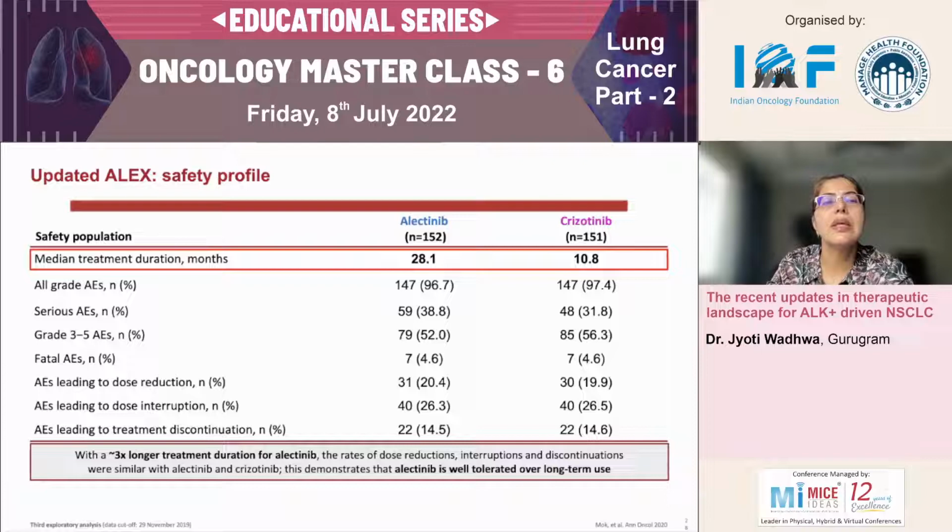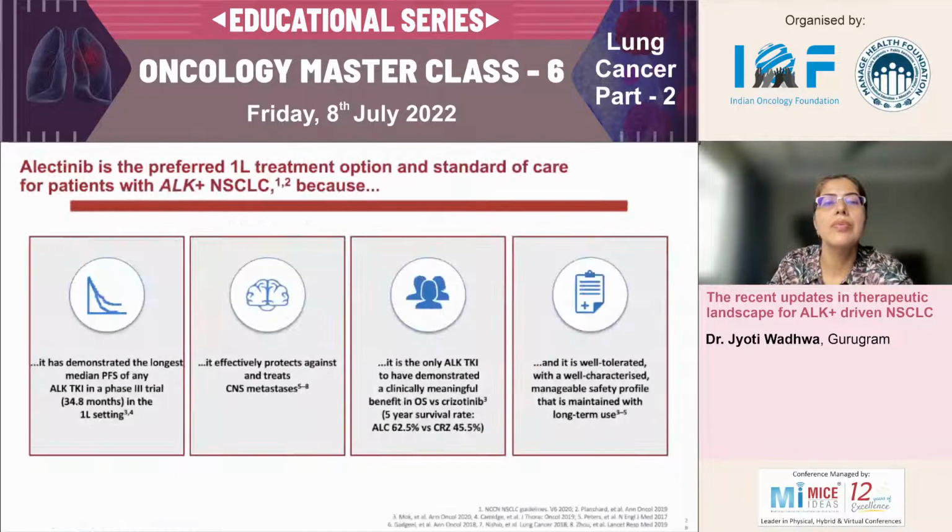What about the safety profile? In this ALEX trial, even though the median treatment duration with alectinib was 28 months versus only 10 months, so almost 3 times when compared to crizotinib, the rates of dose reductions, interruptions, and discontinuations were quite similar between the two arms. And therefore, it can be concluded that alectinib is well tolerated even over long-term use.